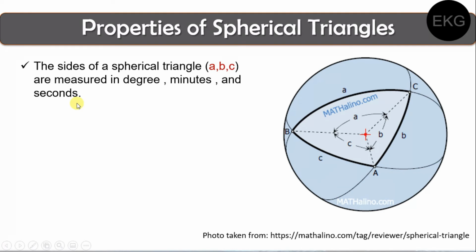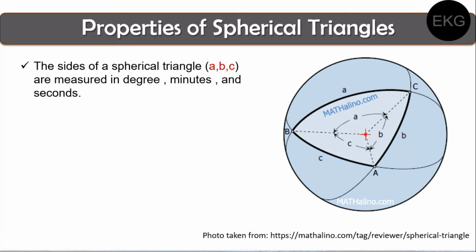Okay, we had our lesson in conversion from degree to minutes, degree to radian. Ito daw, the sides A, C, and B are in degrees, minutes, and seconds. Now, what is the implication of this?